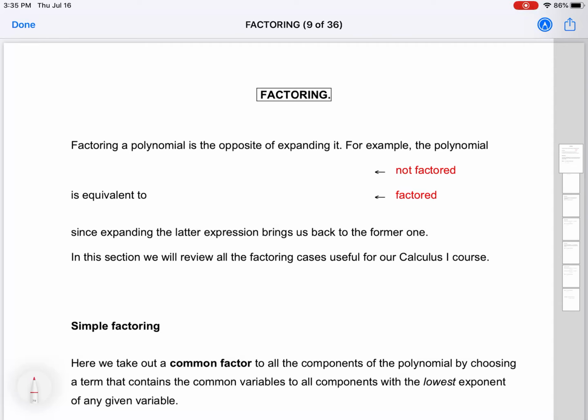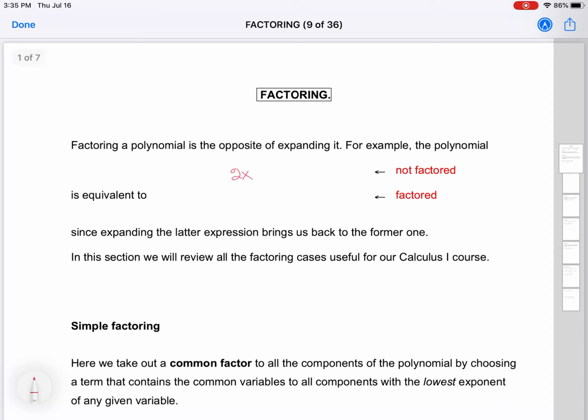Welcome to this third module on the review of high school algebra. The current one will be dealing with factoring. So what is factoring? Well, in simple words, it's the opposite of expanding.